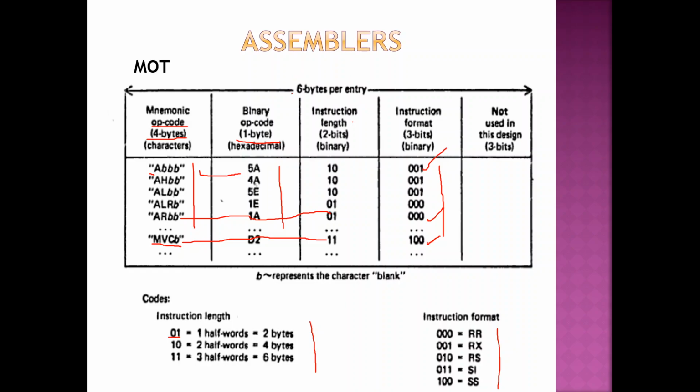Totally, an MOT table will be using 6 bytes. Every line is going to use 6 bytes, of which 4 bytes is for the mnemonic opcode, 1 byte is for the binary opcode, and 2 bits for the length. So why 2 bits here? 01, 10, 11, that's why we are using a code to make it simpler, right? So 2 bits are enough to represent it. Similarly here 3 bits are enough to represent what type of instruction it is, and there are 3 more bits which are empty, not used. So this is going to be the structure of your machine op table.